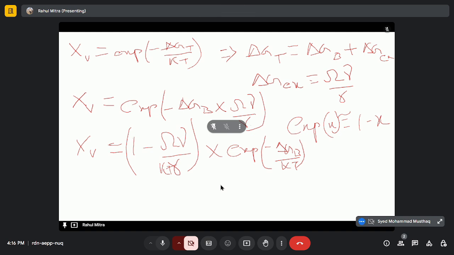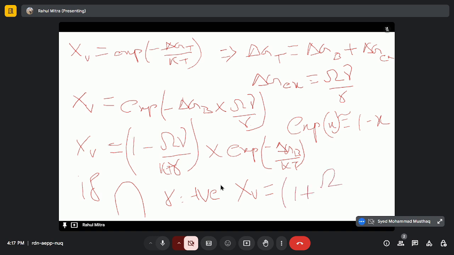So this is our relation. If we have a convex surface, which has a positive curvature, so R is positive, then X_B will have a value. For negative curvature, for example a concave surface, R is negative. So it will turn out to be 1 plus K T into R. So this is how it turns out to be.